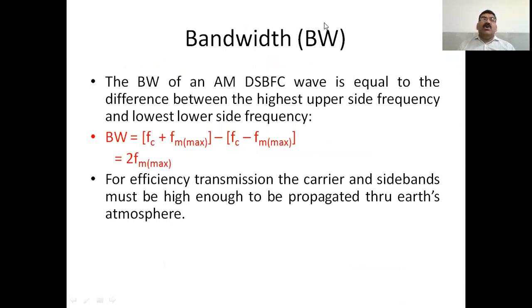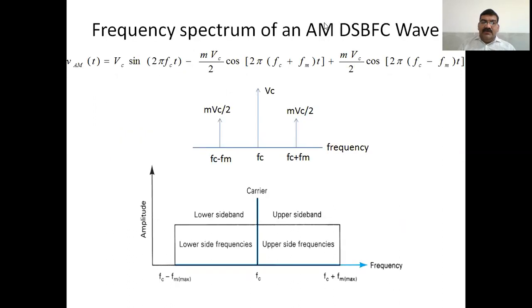Now bandwidth, what will be the bandwidth required? If you take both the sidebands, this is the lower sideband and this is the upper sideband. So what is the bandwidth required? From here to here, the complete band. Now if I skip the lower sideband, I'll require only this band. How much bandwidth? Almost a half. So that's why, what is the bandwidth required for DSB FC?